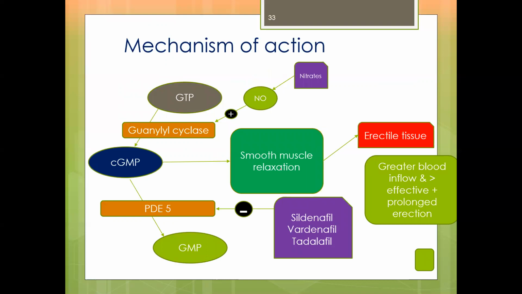Okay, again, the same diagram. So when we have nitrates acting on the guanylyl cyclase, converting it to cGMP, smooth muscle relaxation. So what's the effect on the erectile tissue? So we have a greater or increased blood inflow, okay, increased blood inflow. So if more blood is going inside, and also we have a prolonged erection, okay, prolonged erection.